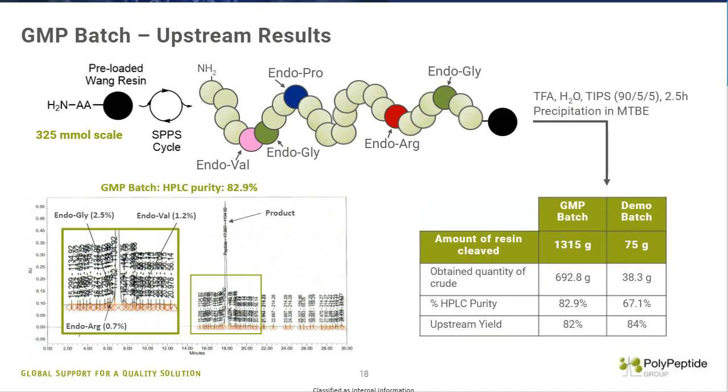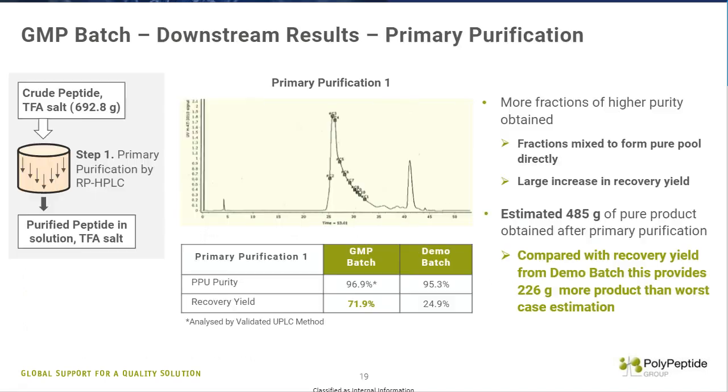But first, of course, we have to cleave the peptide from the resin. So as compared to our demonstration batch, now we're cleaving over a kilo of peptide resin versus 75 grams. And this allowed us to obtain about 700 grams of crude peptide from the resin. Again, our crude purity was improved compared to the demonstration batch, and we had a very similar yield. So we see that this process is very robust and very scalable, given the changes in the amount of peptide resin that we're implementing here.